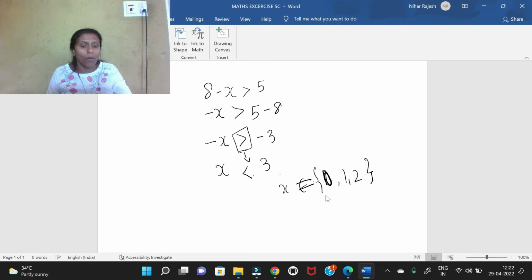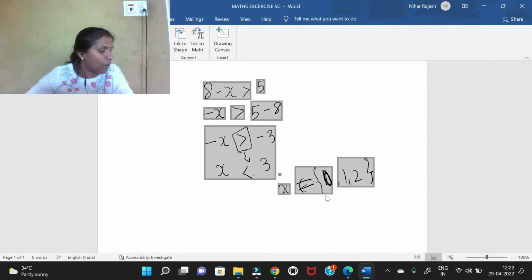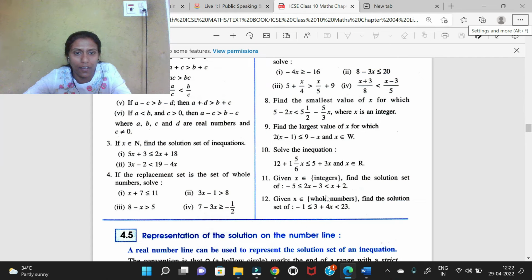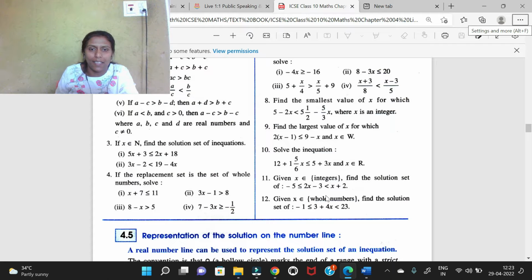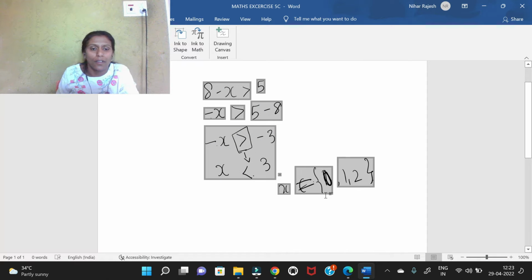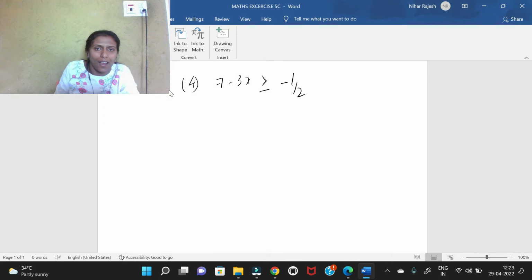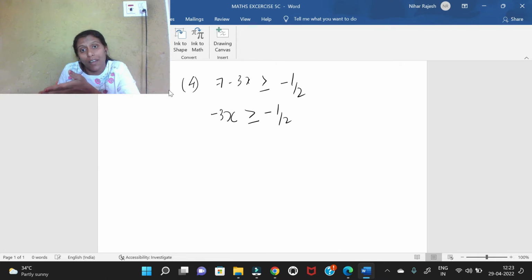Okay, now what we should do is, we will go for the fourth one. The fourth one tells 7 minus 3x greater than or equal to minus half. So this is what it is said, and therefore, as I said, let us keep the variables on to the left side. Greater than or equal to minus half, push 7 on to the right side, which becomes minus 7.